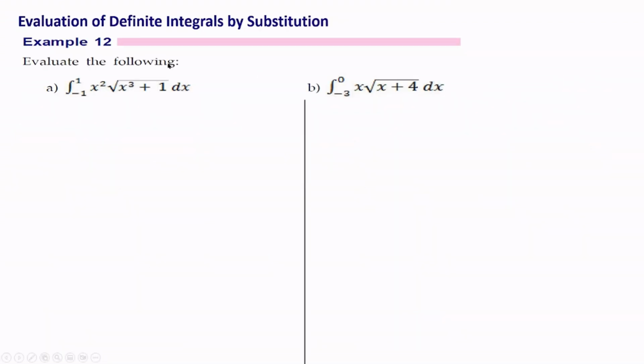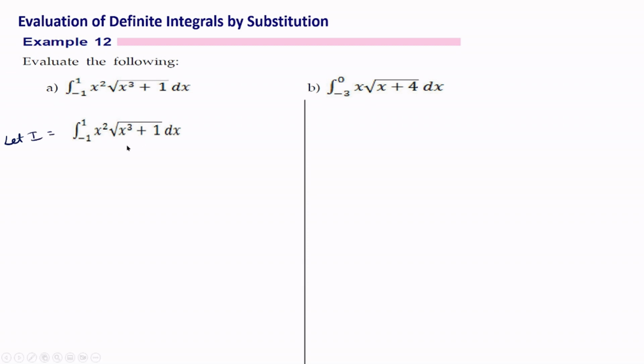And next let us move on to evaluation of definite integrals by substitution. Here we have to evaluate the following integrals. The first subdivision is the integral from minus 1 to 1 of x square into root of x cube plus 1 dx. First let I equal the given integral.